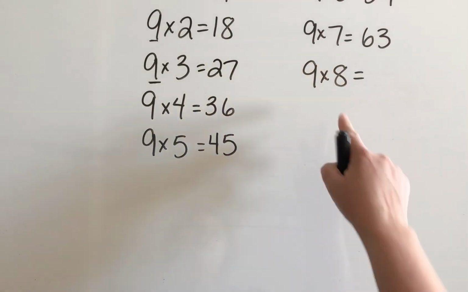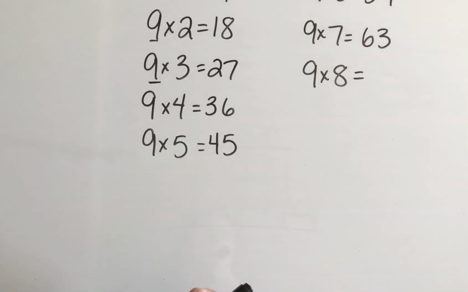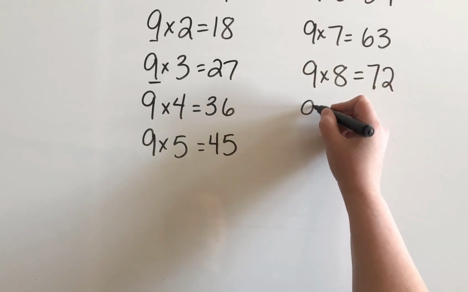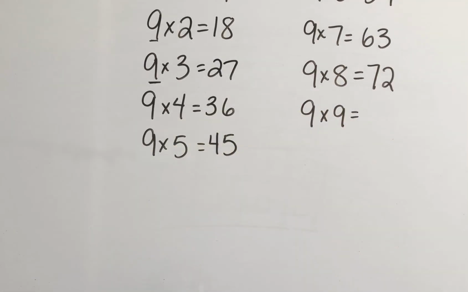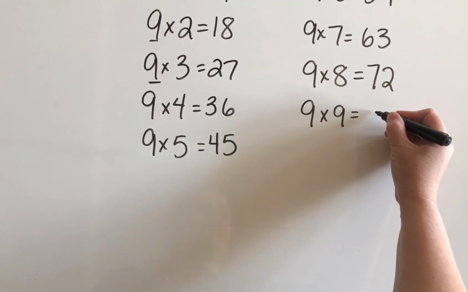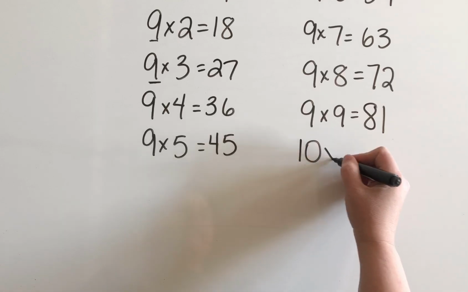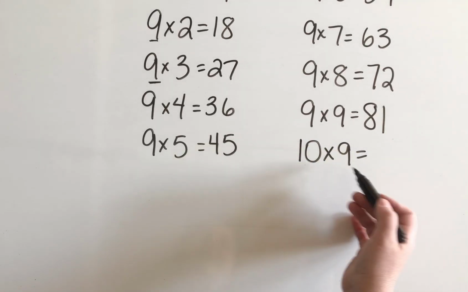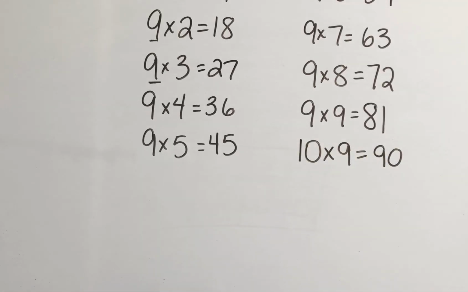9 times 8, we'll start with 10 times 8 to make 80 and take away a group of 8 to make 72. 9 times 9, we could start with 10 times 9, which gives us 90, and then we'll take away a group of 9 to give us 81. And for the very last one, 10 times 9, for this one, you probably already know what 10 times 9 equals, and that is 90, because that's 10 groups of 9.